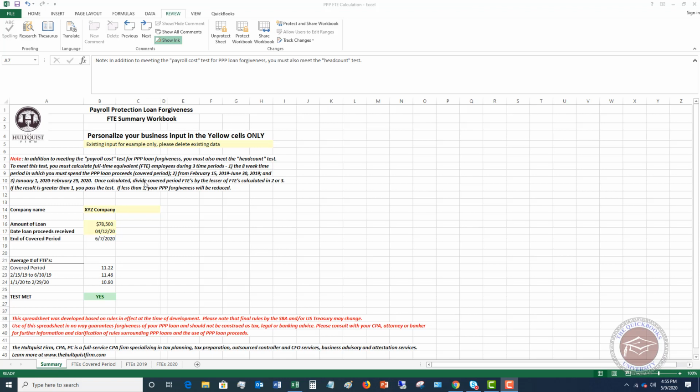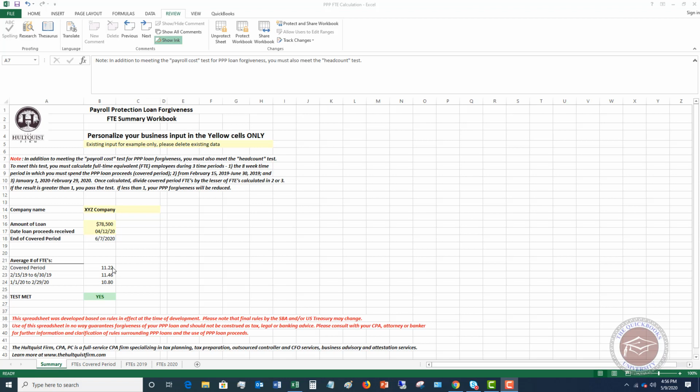Once you calculate this, you're going to divide the covered period, the FTEs in number 1, by the lesser of those 2 time periods, the time period in 2019 or the time period in 2020. You choose the lesser of the 2, divide it into the covered period, and if it's more than 1, then you pass this test. If it's less than 1, that means your head count has gone down, and you do not pass the test. That does not mean that you don't have any of the loan forgiven. It just means that they will reduce the amount to be forgiven.